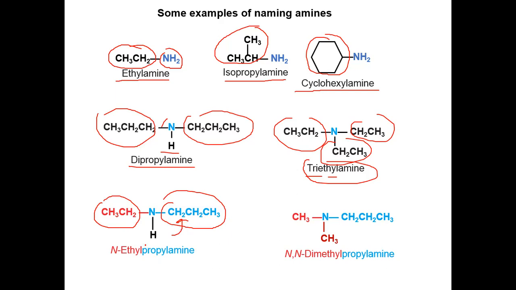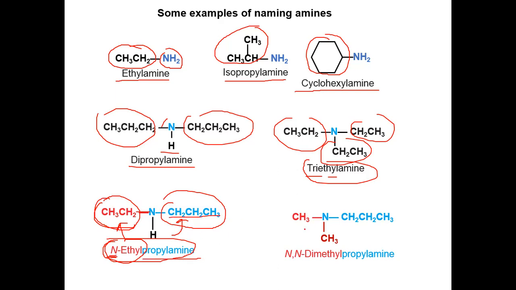This is going to be the parent name, but on top of that, we will have a name of substitution, like this one, N-ethyl propylamine. So N-ethyl comes from here. Why is it N? Because this ethyl is connected to nitrogen, okay? So this is what it indicates, N-ethyl propylamine, because this is propyl.